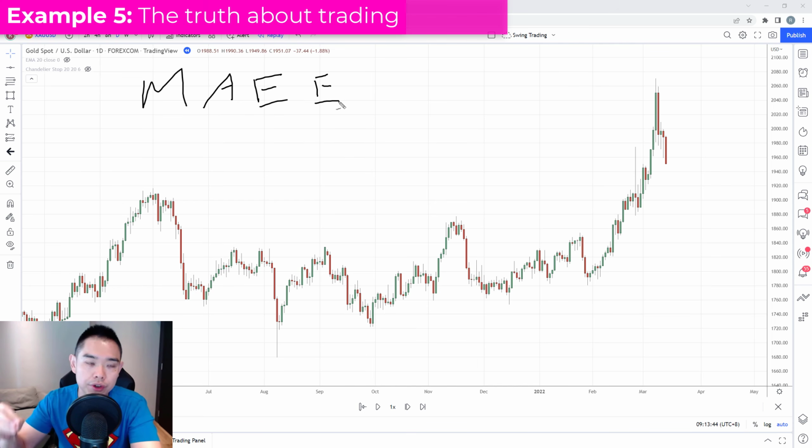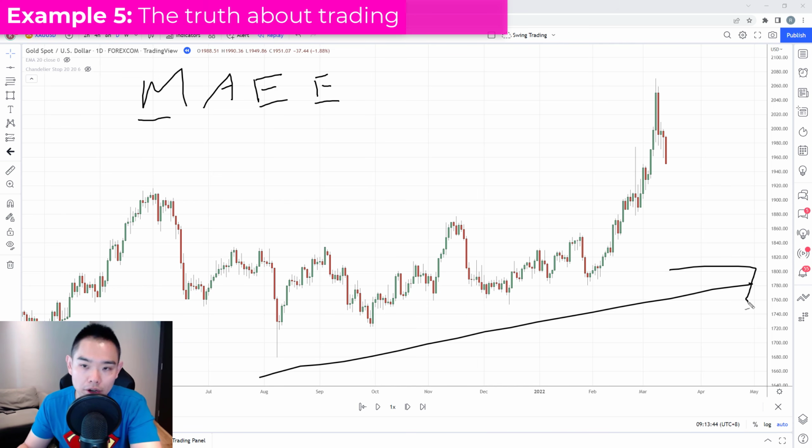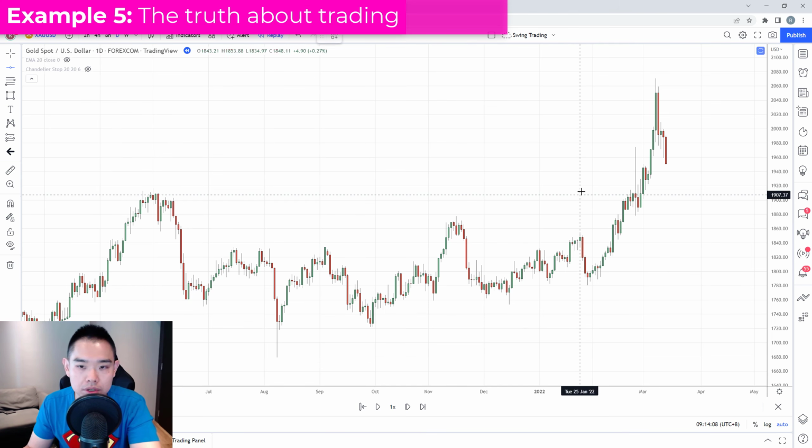So if you look at this chart over here, this is the chart of gold, the daily time frame. What is the market structure? Market structure is in an uptrend, so we are looking for buying opportunities. Where is the area of value? From what I'm seeing over here, I would say this is a possible area of value.